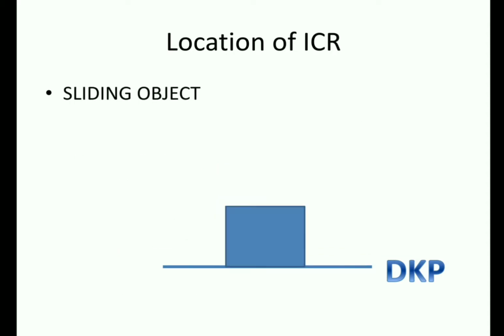We have discussed where the sliding object's ICR is. The sliding object's ICR is at infinity, perpendicular to the sliding surface. So we have drawn a perpendicular to the sliding surface, and I have shown that it lies at infinity.